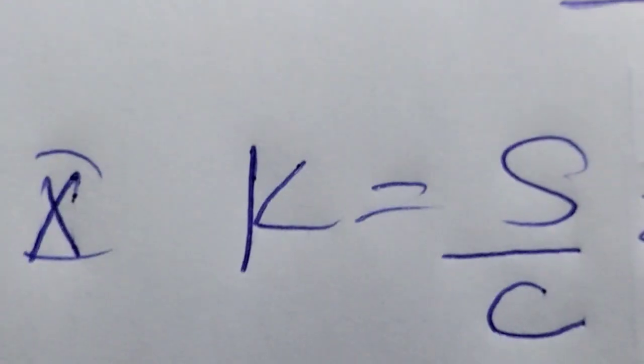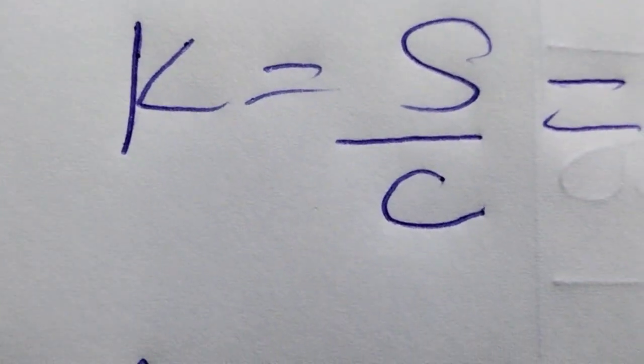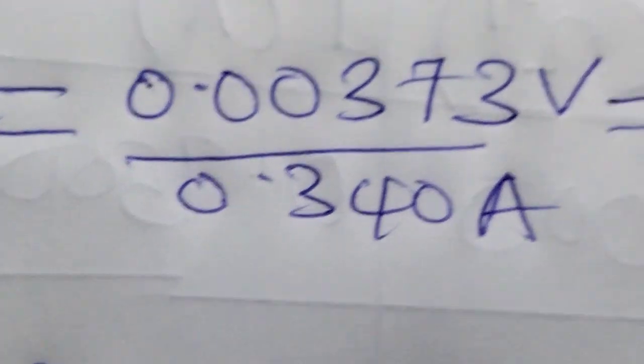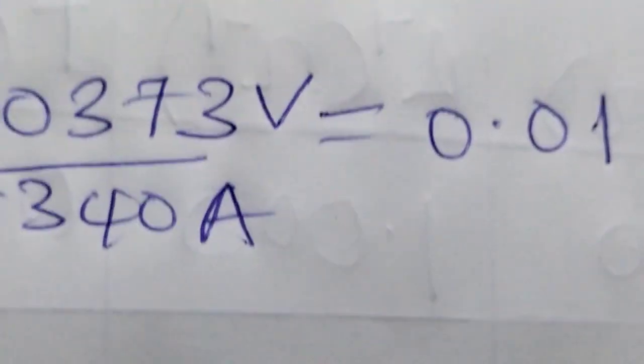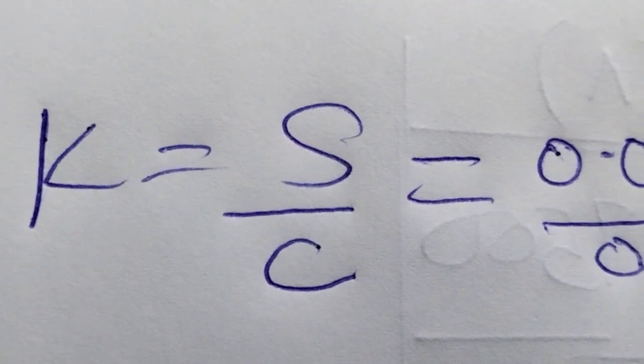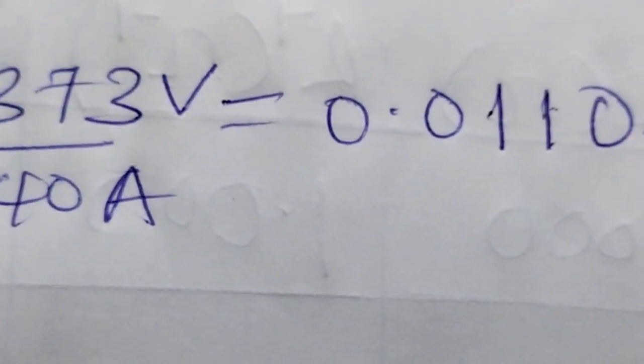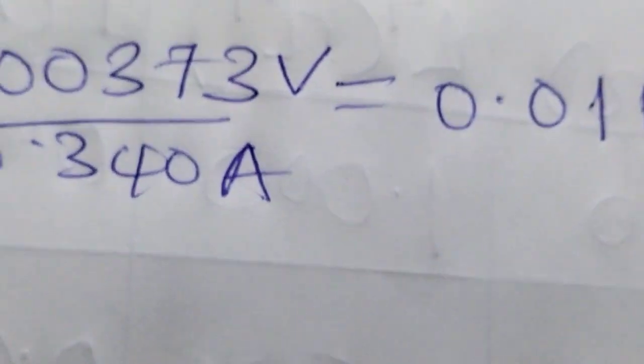So further, we are asked to evaluate Ks over C, that is the slope over the intercept, and we got 0.011 ohms from the evaluation of slope over the intercept. We have 0.011 ohms.